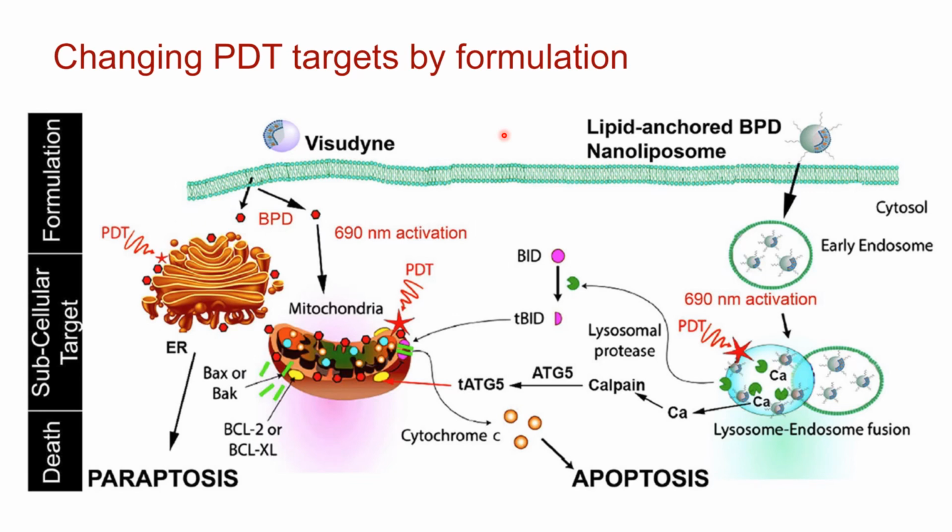In this slide, we also note that ER damage can result in a new form of death, which I will discuss in a moment. But here we see the release of calcium, calpain activation, and cleavage of ATG5 to this fragment, which promotes photodynamic efficacy.